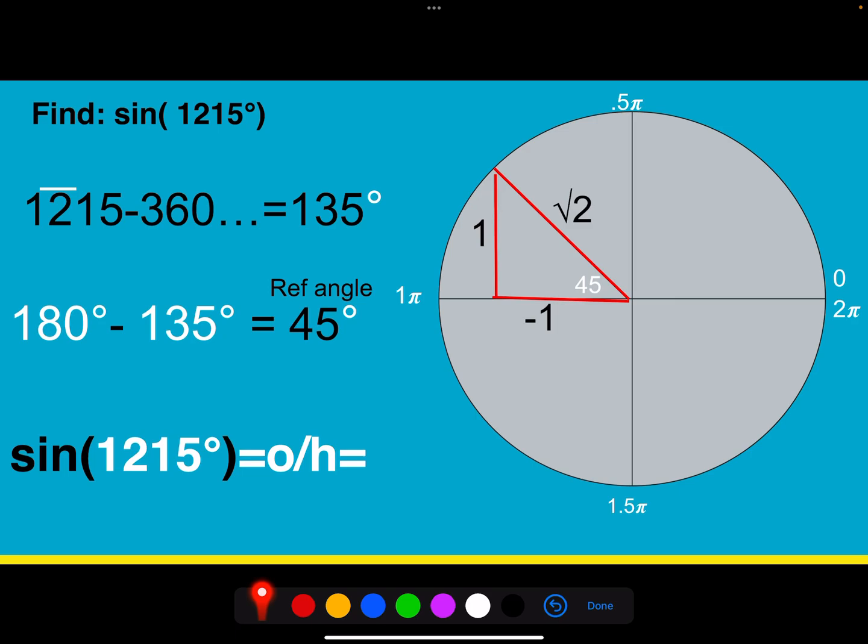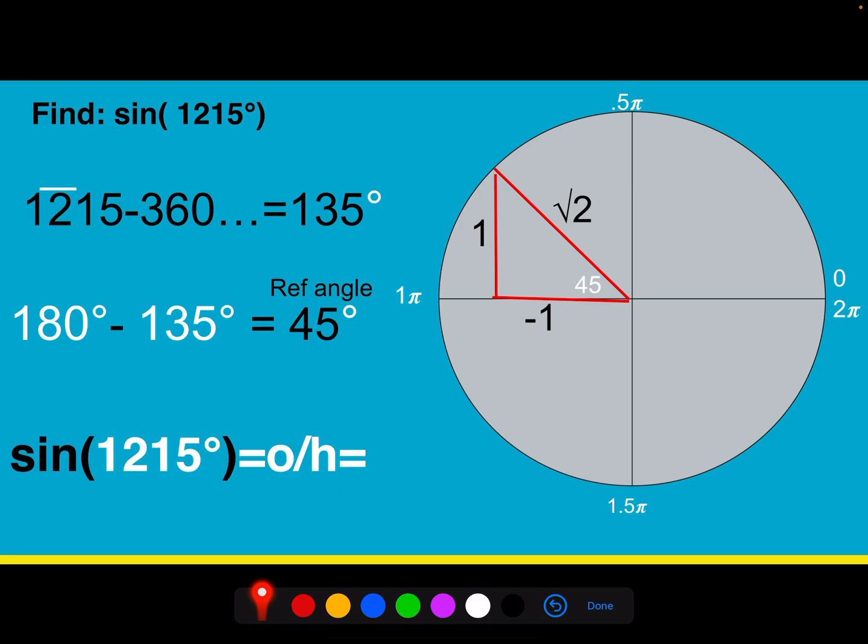Across from 45 is negative 1. And across from 90 is square root of 2. And again, the only reason this is going to be negative is because here's my origin. If I move to the left, that's negative. If I move up, that's positive. The hypotenuse is always positive.